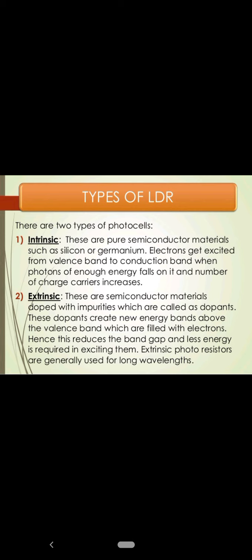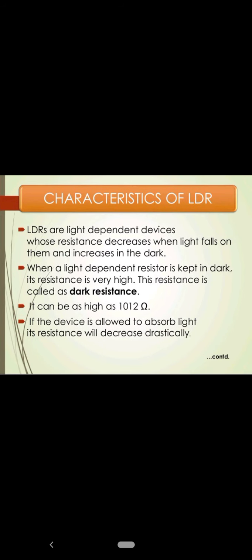These are semiconductor materials doped with impurities which are called dopants. These dopants create new energy bands above the valence band which are filled with electrons, hence this reduces the band gap and less energy is required to excite them. Extrinsic photoresistors are generally used for long wavelengths.